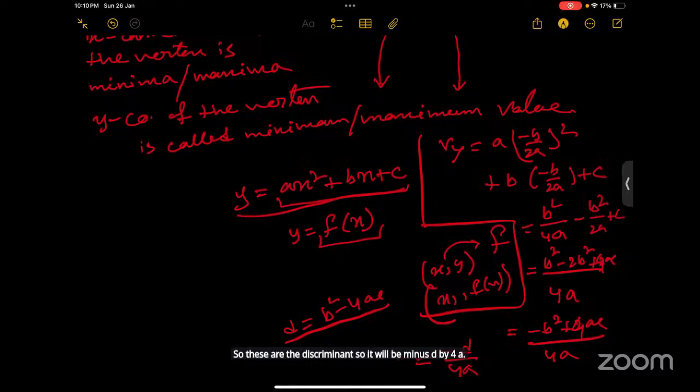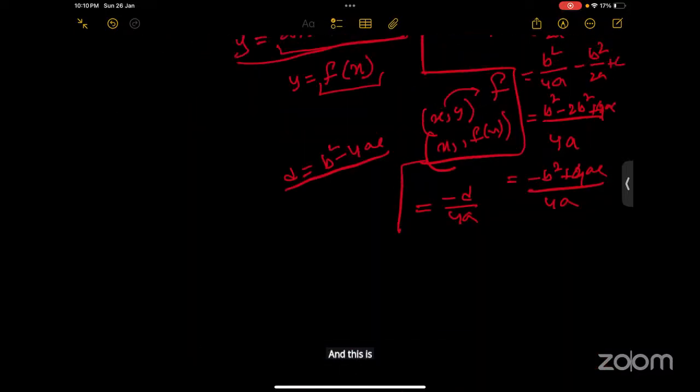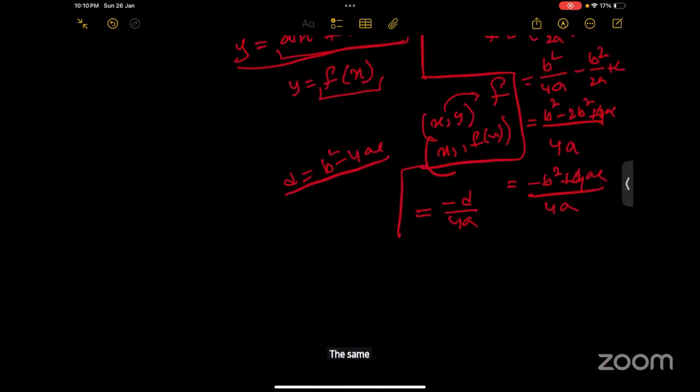Yes, ma'am, this is correct. This is the fixed result of the vertex, the discriminant here. The same was in today's TA session, right? Yes, ma'am.